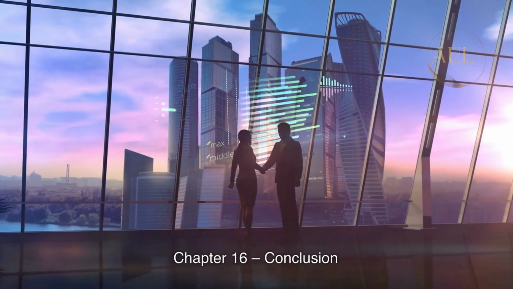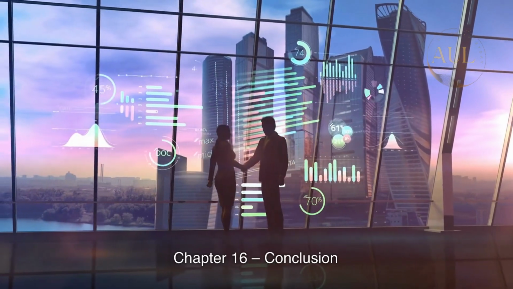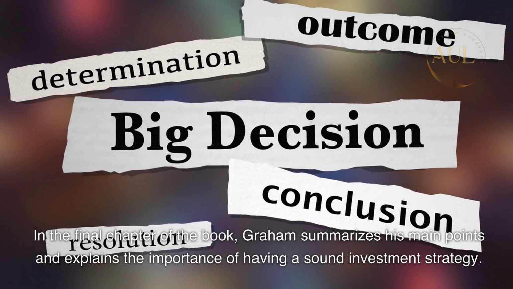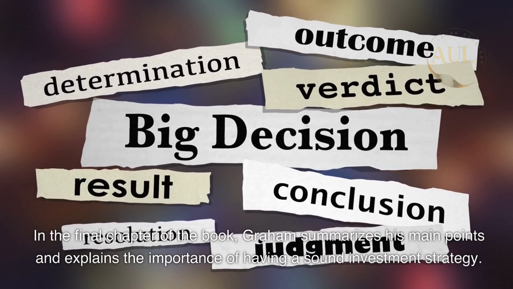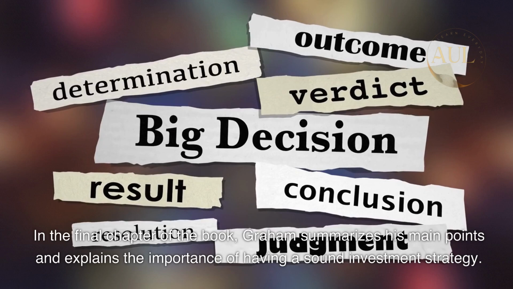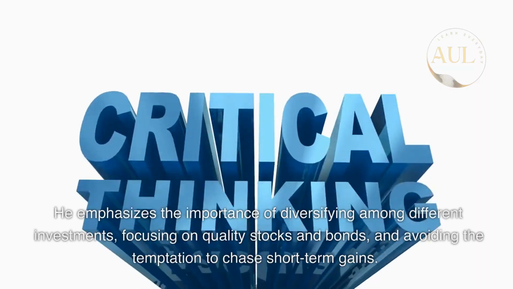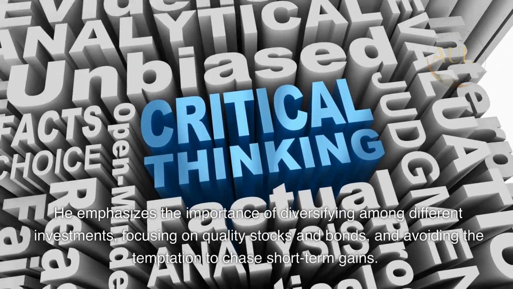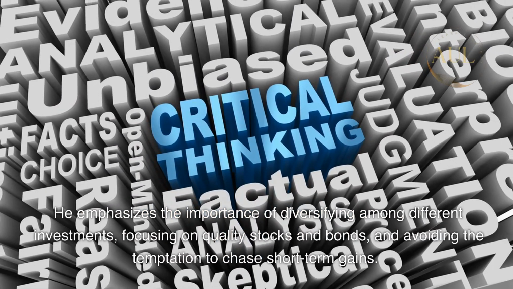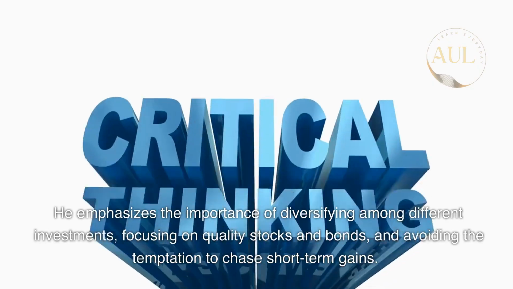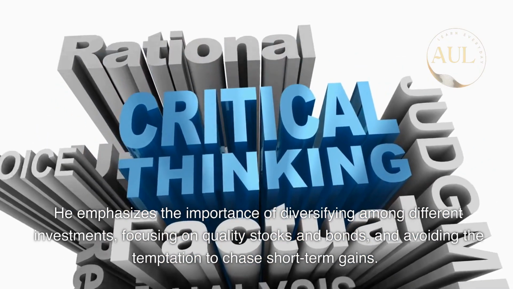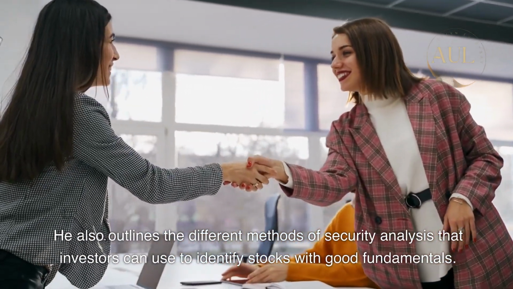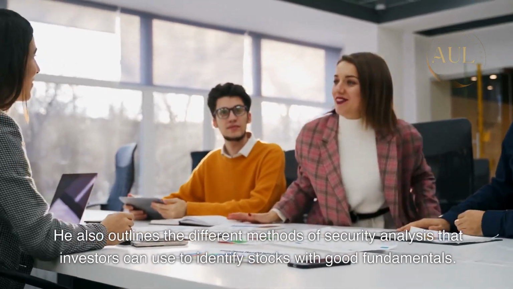Chapter 16: Conclusion. In the final chapter of the book, Graham summarizes his main points and explains the importance of having a sound investment strategy. He emphasizes the importance of diversifying among different investments, focusing on quality stocks and bonds, and avoiding the temptation to chase short-term gains. He also outlines the different methods of security analysis that investors can use to identify stocks with good fundamentals.